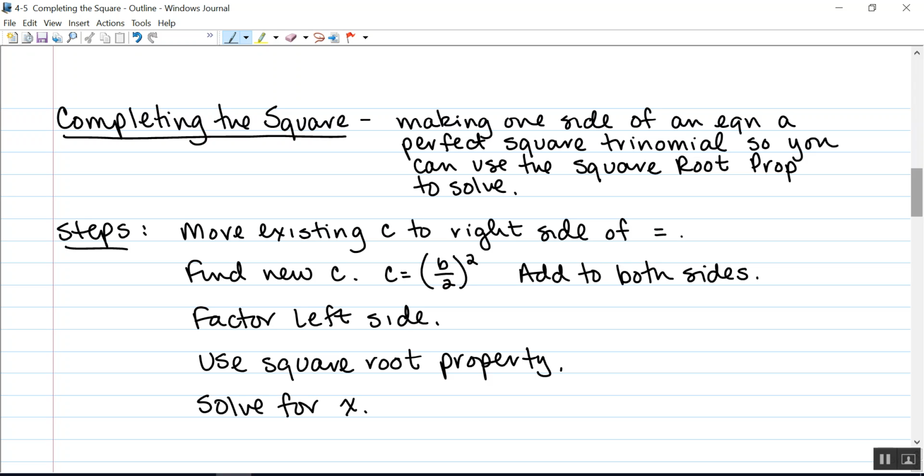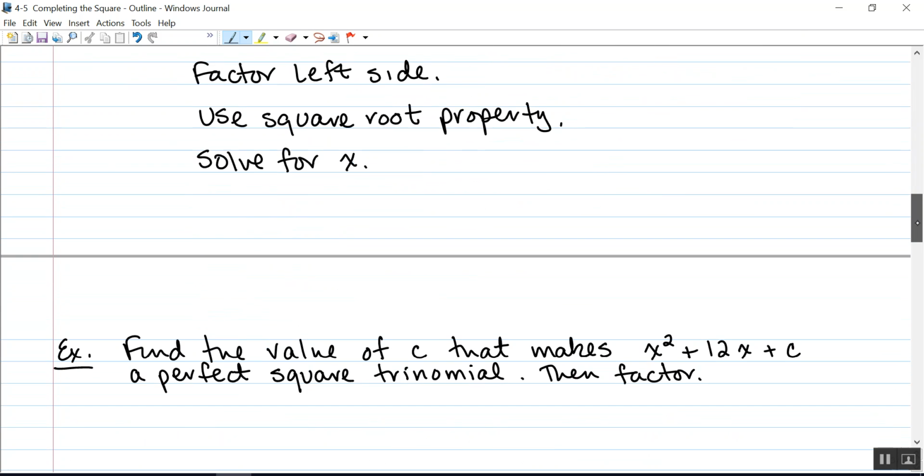So in order to do that, I'm going to move my existing value of c to the right of the equal sign. I'm going to find a new value of c that makes the left side a perfect square trinomial. And to do that, I'm going to do b divided by 2 and then square that. And I will add that to both sides of the equation. I can now factor the left side because it will be a perfect square trinomial, and then use the square root property and solve for x. Let's take a look at several examples here.